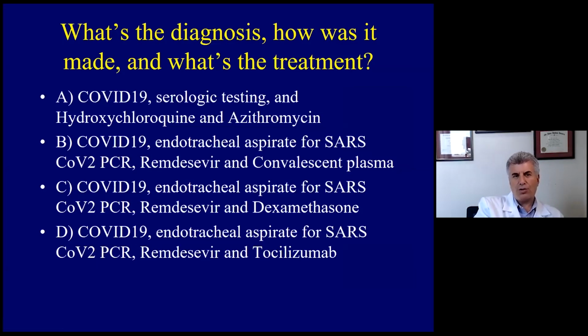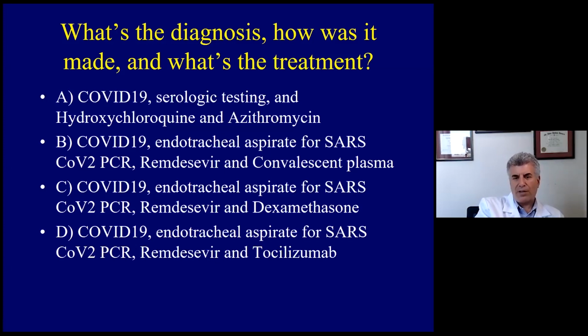So what's the diagnosis? How is it made, and what's the treatment? Do we think this is COVID-19? A, the diagnosis was made through serologic testing, and he was placed on hydroxychloroquine and azithromycin. B, COVID-19. We did an endotracheal aspirate for SARS-CoV-2 on PCR, started remdesivir and convalescent plasma. We think this was C, COVID-19.